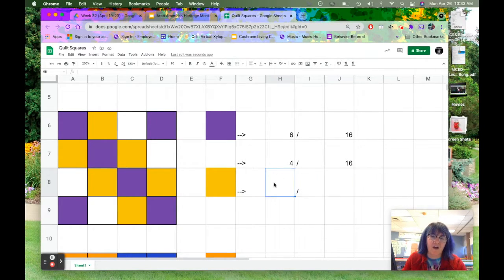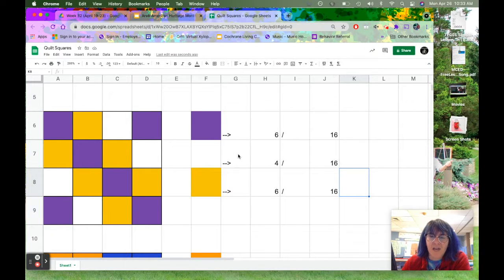How about yellow? What's the numerator? How many yellow squares are there? 6. And the denominator? 16. If you are in 4th or 5th grade, you might be able to write a simplified fraction. If you're in 3rd grade, you'll stick right here.